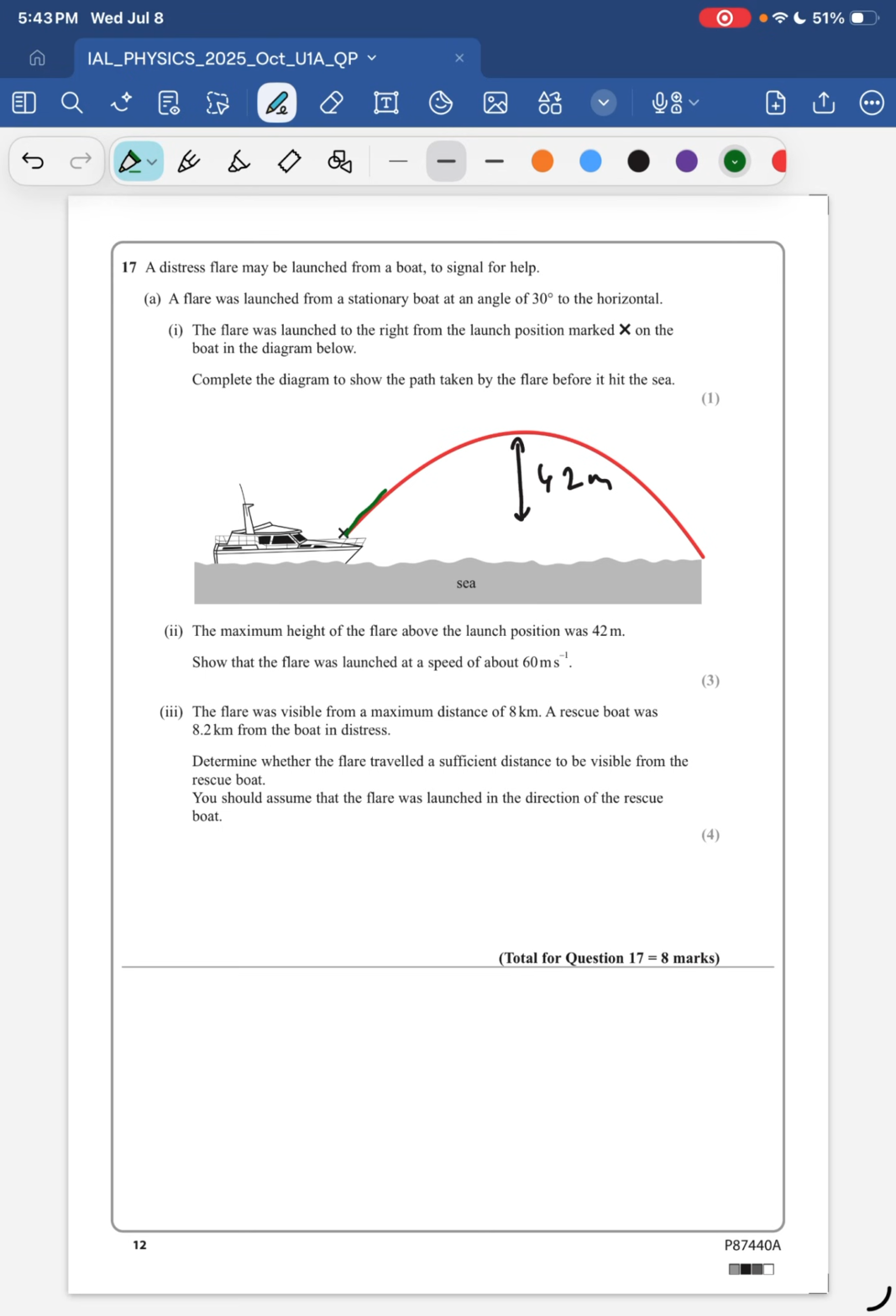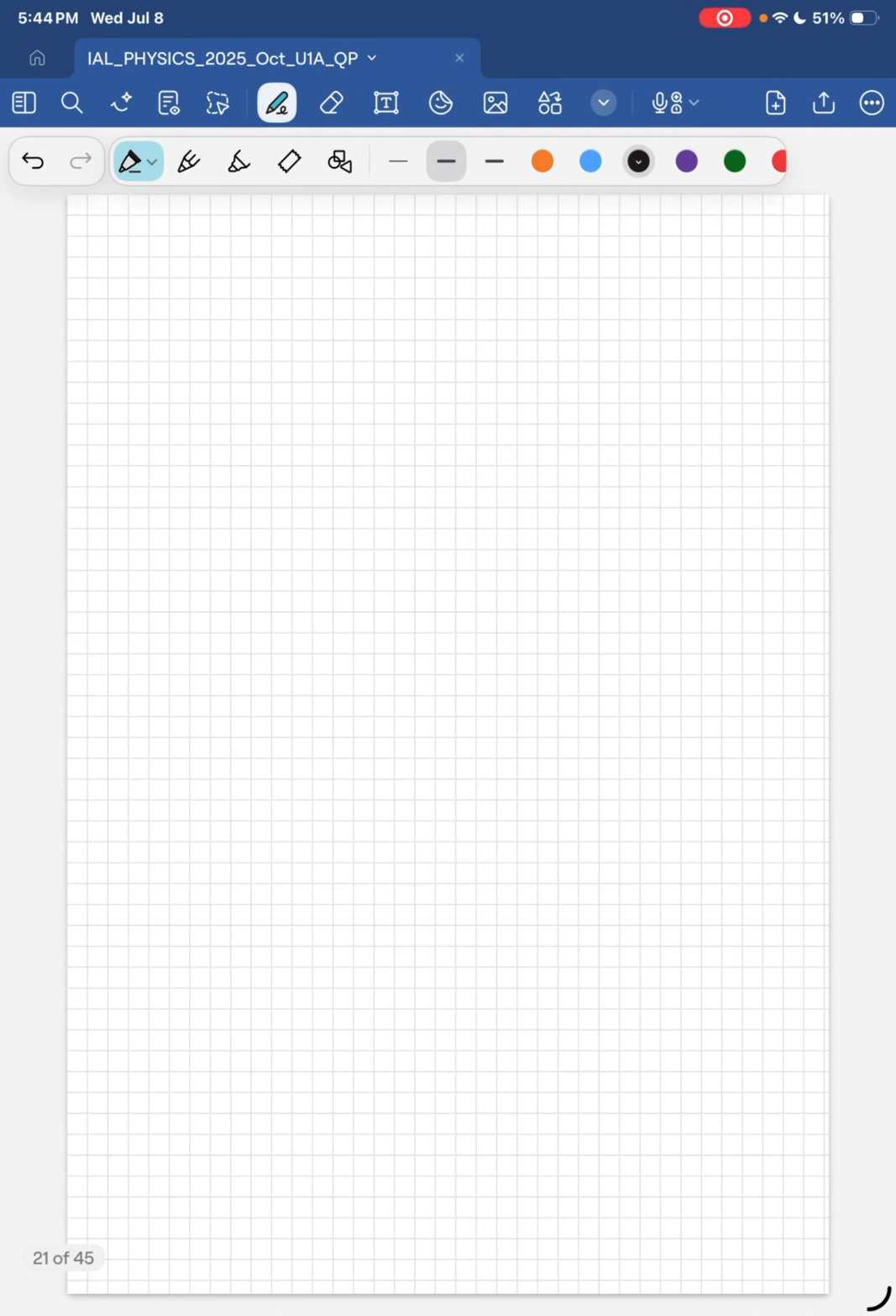So first of all, that's the velocity of the flare, right? Okay, and it can be analyzed into a horizontal component, ux, which is u cosine of 30 degrees, because they tell us that that's 30 degrees. And then another component, the vertical component, uy, is going to be u times sine of 30 degrees. Okay, now let's use a clean page to finish this problem.